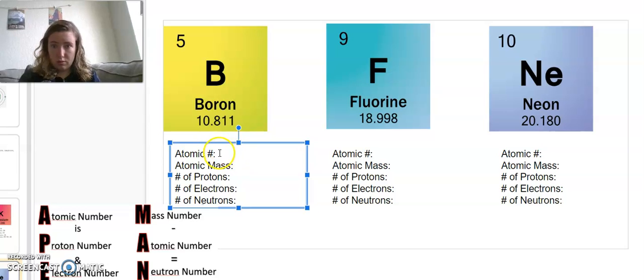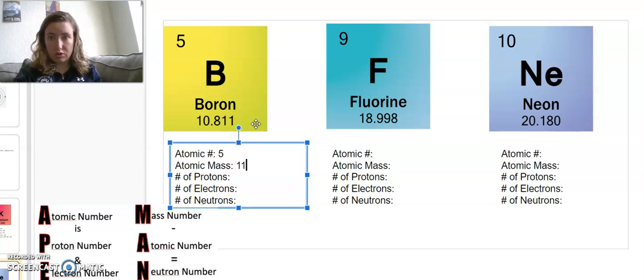So, boron, atomic number, I look to the top. I know the atomic number is this number at the top, so it's going to be 5. Atomic mass, I know it's this number at the bottom. Atomic mass, 10.8, rounds up to 11. If you're not sure how to round, remember if your decimal is bigger than 0.5, so if it's 0.5, 0.6, 0.7, 0.8, or 0.9, you round up a number, so like 10.8 rounds to 11. But if your decimal is 0.0, 0.1, 0.2, 0.3, or 0.4, you round down. So you would go back to the number below.